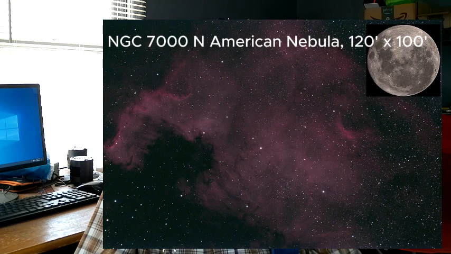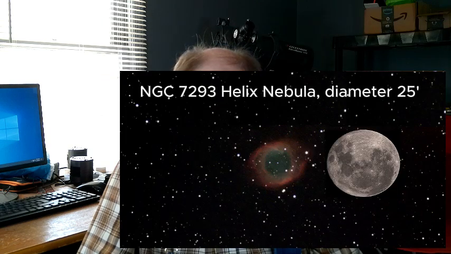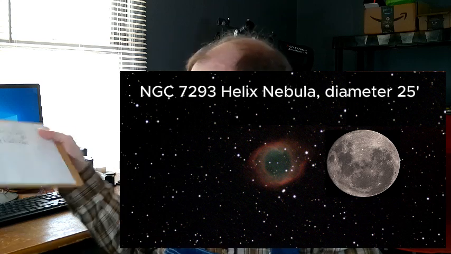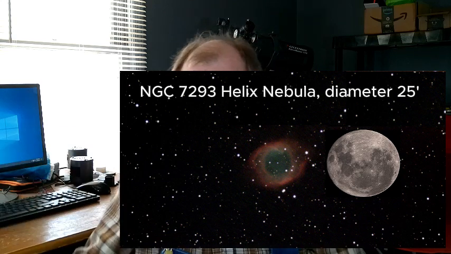Here's NGC 7000, North American Nebula. It's 120 minutes by 100. So it's about 4 times the size of the moon. And here's NGC 7293, and it's 25 arc minutes, which makes it a little smaller than the moon.